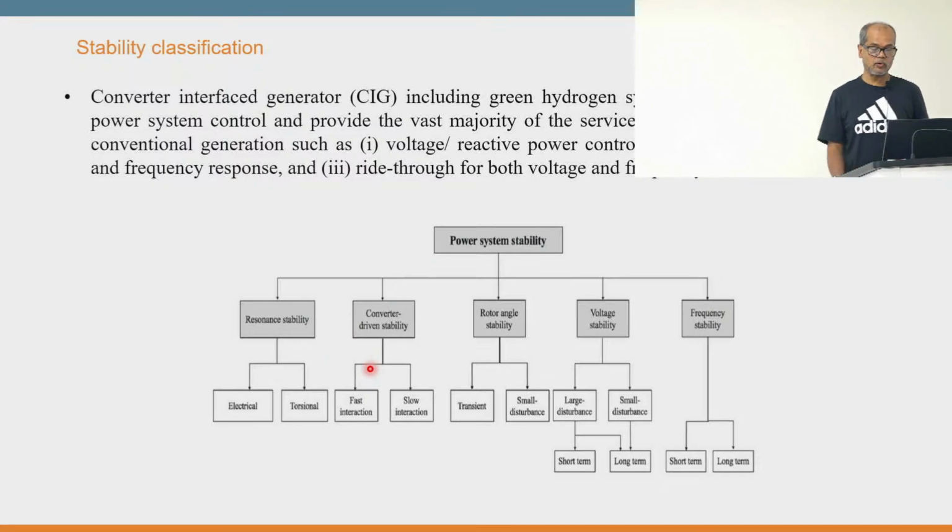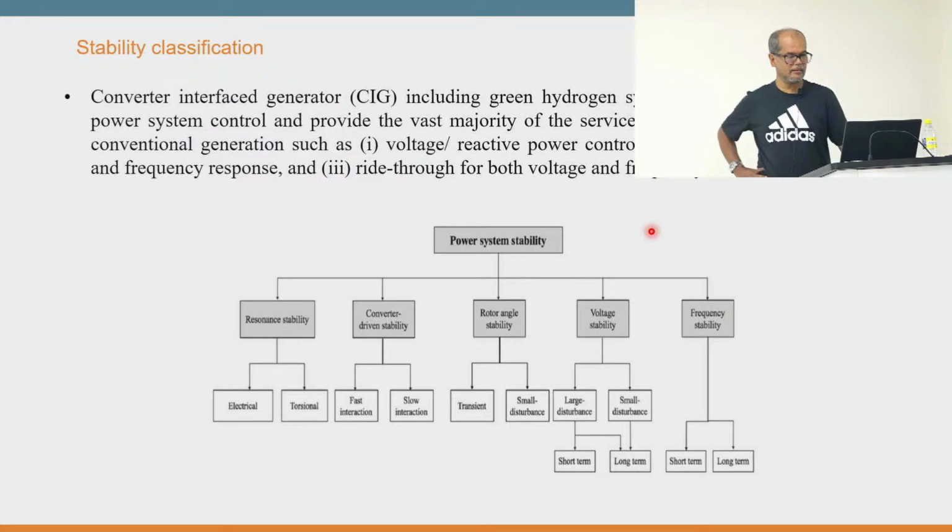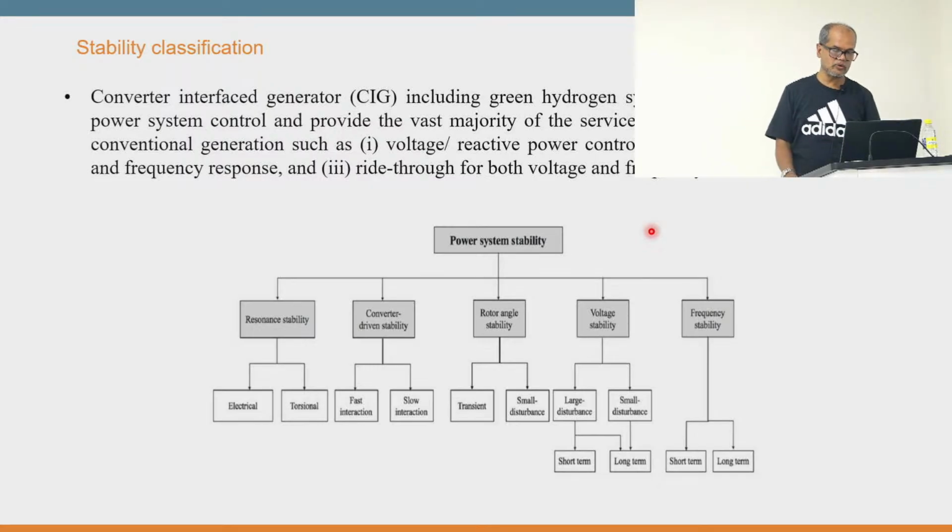One is called resonance stability and another is converter driven stability. People who are now working mostly in the power electronics area always look at either resonance stability or converter stability. But voltage and frequency stability are also becoming common, because, as I said, there are so many induction motors in the system, and variable generation and the load demand have gone up significantly.